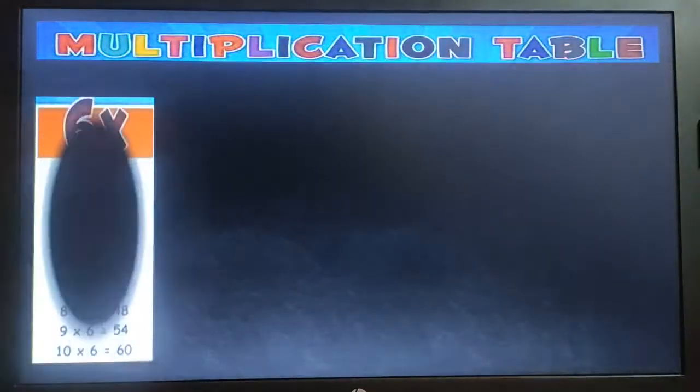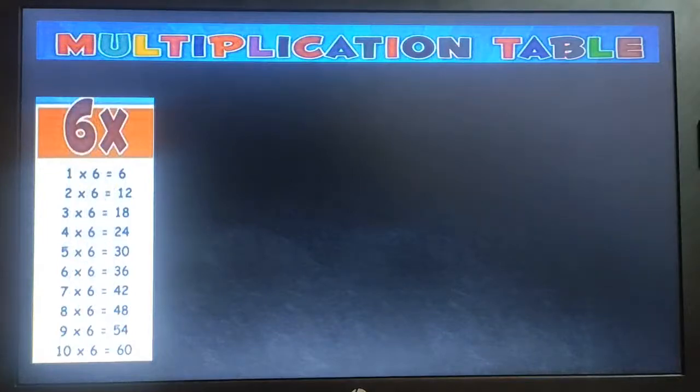Now let's see 6's table. 1 into 6 is 6, 2 into 6 is 12, 3 into 6 is 18, 4 into 6 is 24, 5 into 6 is 30, 6 into 6 is 36, 7 into 6 is 42, 8 into 6 is 48, 9 into 6 is 54, 10 into 6 is 60.